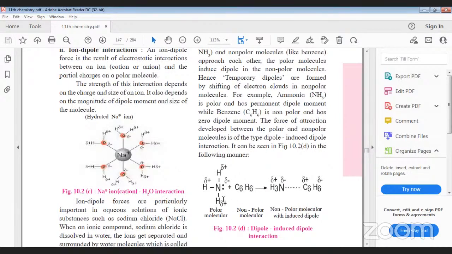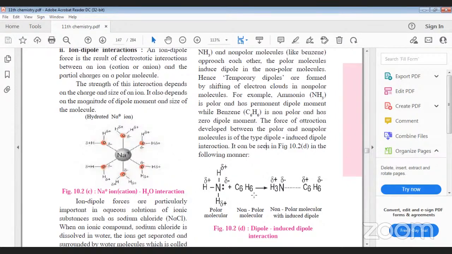The polar molecule is ammonia. See, ammonia is what? Nitrogen with 3 hydrogens. Nitrogen has a lone pair of electrons. It has 2 electrons in its inner shell, and in the outer shell how many electrons? 5 electrons. Among the 5 electrons, 3 are shared with hydrogens, one each, and the remaining 2 electrons are a lone pair on nitrogen. That's why nitrogen is more electronegative and hydrogens are electropositive. So that's why it is a polar molecule.